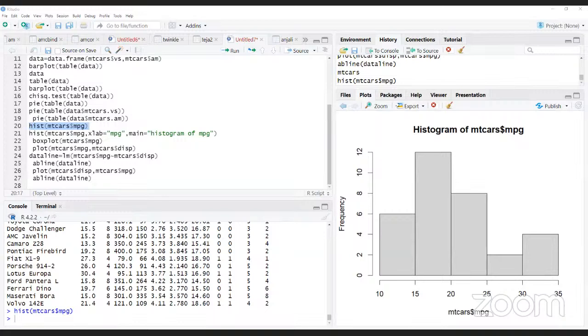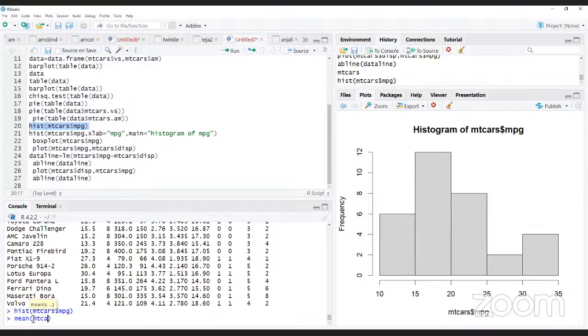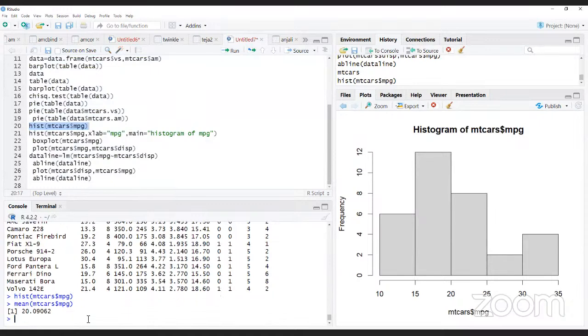Farah, please write down in the console. Go to the console, write down mean(mtcars$mpg), enter. Yeah, so this is 20. Okay, that means it lies here. Yeah, within the range of 15 to 25, we can get the mean.